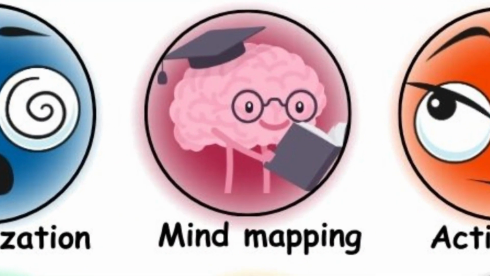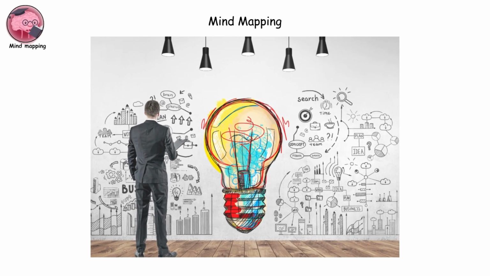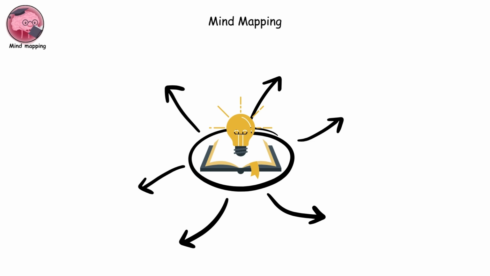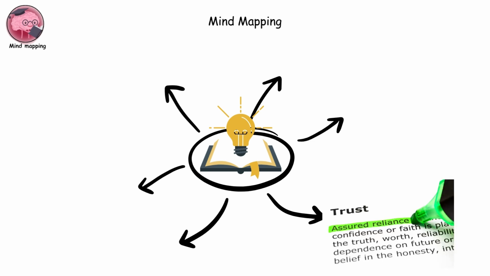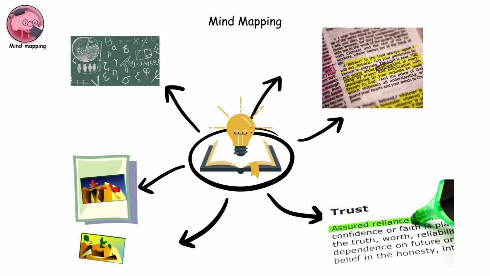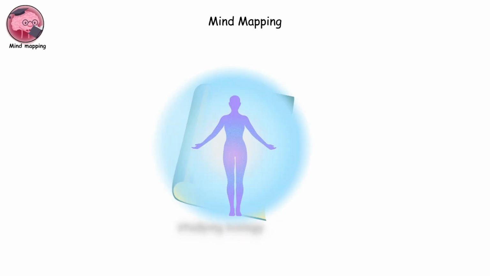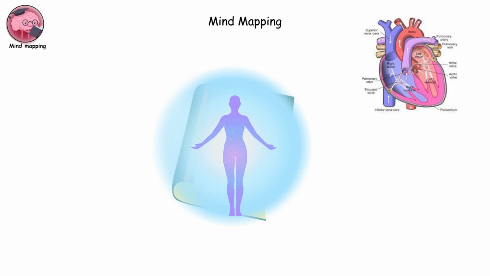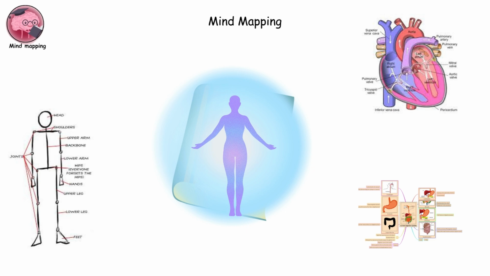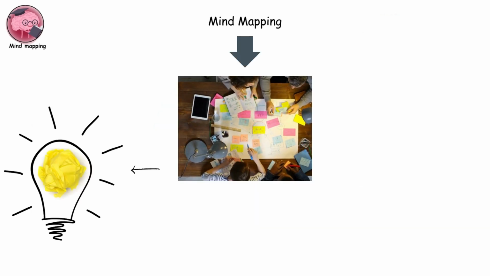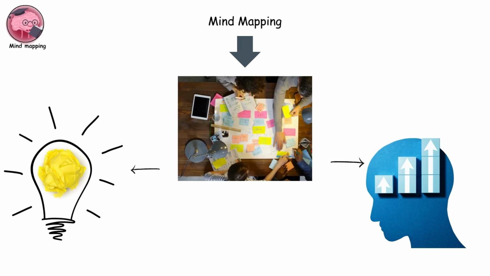Mind mapping. Mind mapping is a visual way to organize information. Start with a central idea and draw branches for related topics. Use colors, images, and symbols to make it more engaging. For instance, if you're studying biology, your central idea could be human body, with branches like circulatory system, digestive system, and so on. This technique helps you see connections between ideas and improves understanding.